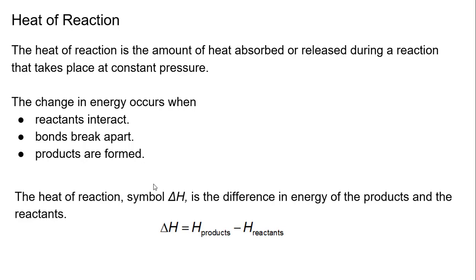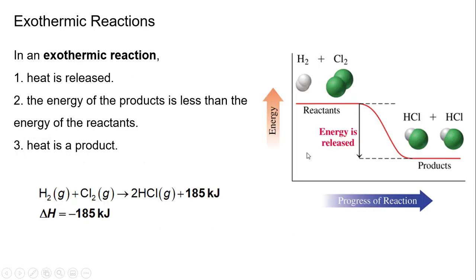This occurs because the reactants are interacting, bonds are breaking, and then in order to have products, new bonds are being formed. What we're going to look at here is this bottom portion: the products minus the reactants. Is this going to be a negative or a positive, which will mean it's an endothermic or exothermic reaction. In an exothermic reaction, heat is given off. Heat is released. The energy of the products is less than the energy of the reactants. Heat is a product. So in this case, the reactants are higher in energy. That's why they're higher up here.